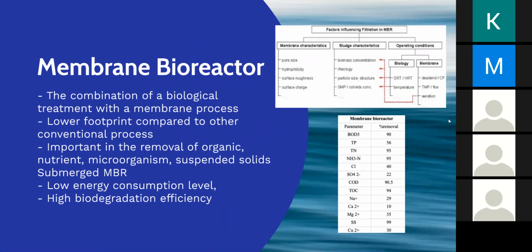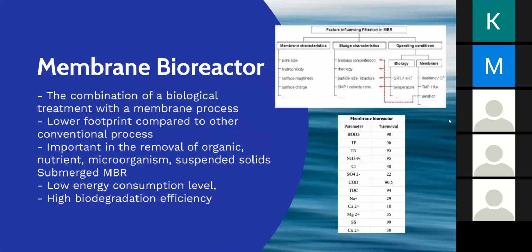Membrane bioreactor is the combination of a biological wastewater treatment process with a membrane process like microfiltration. The reason why MBR is now widely used for industrial and municipal wastewater treatment is because it has a smaller footprint compared to other conventional processes. This project focused on designing a lab-scale submerged MBR for future chemical engineering students, and this MBR should be capable of achieving a high-quality effluent with more than 90% removal of BOD5, total nitrogen, COD, and so on, as shown in the table below.